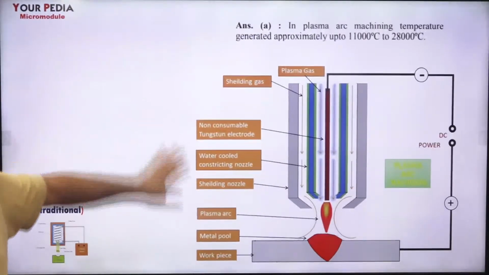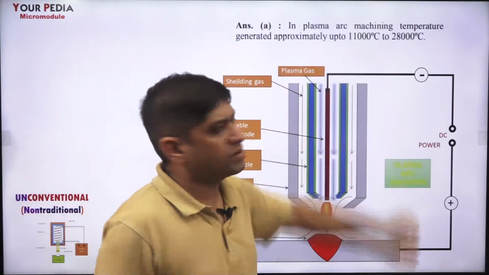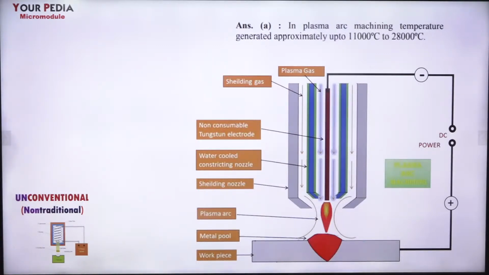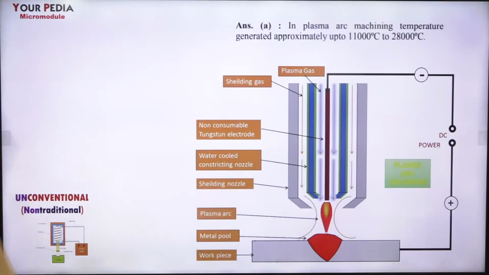Any guess for that? Okay, answer for that is A is not correct. Temperature is not up to 1000 degrees centigrade. Very high temperature is obtained, 11,000 degrees centigrade. So please remember all other things. In plasma arc machining, very high temperature is obtained, more than 10,000 degrees centigrade. Remember this. Water cooled nozzle, in which of the non-traditional machining do you use water cooled nozzle? That is plasma arc machining.